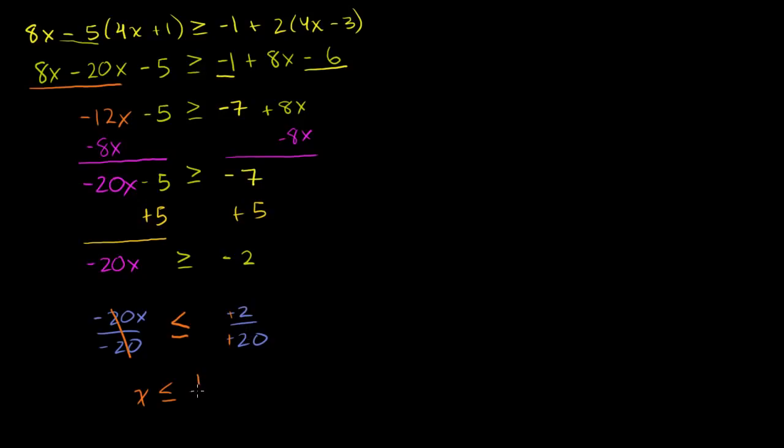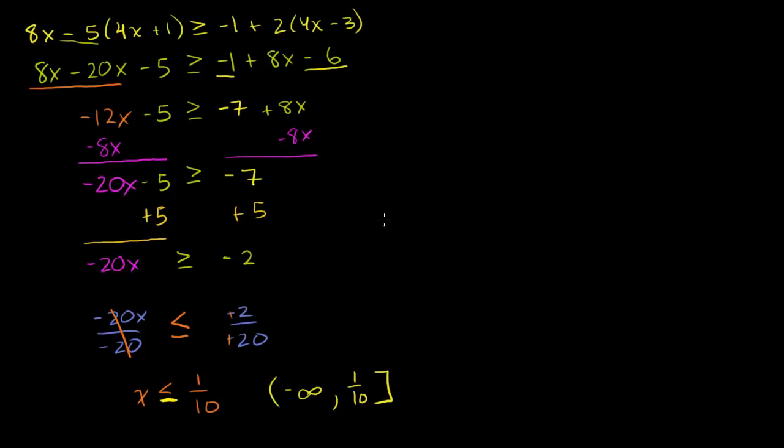2 over 20 is 1 over 10. And if we were to write it in interval notation, the upper bound would be 1 over 10. Notice we're including it because we have an equal sign, less than or equal. So we're including 1 over 10. And we're going to go all the way down to negative infinity. Everything less than or equal to 1 over 10. This is just another way of writing that.